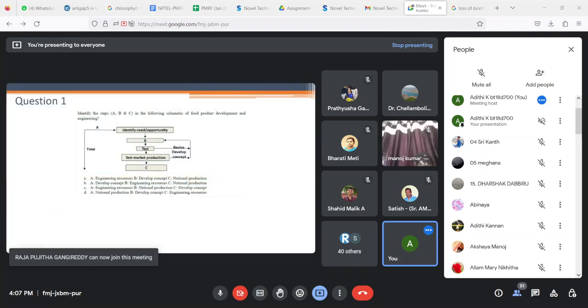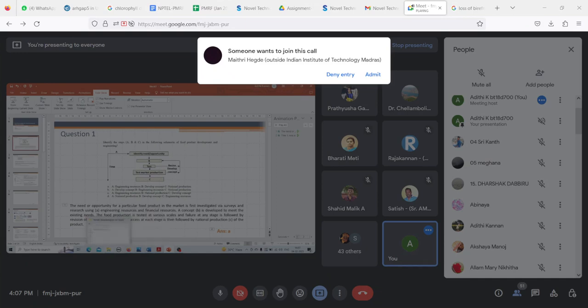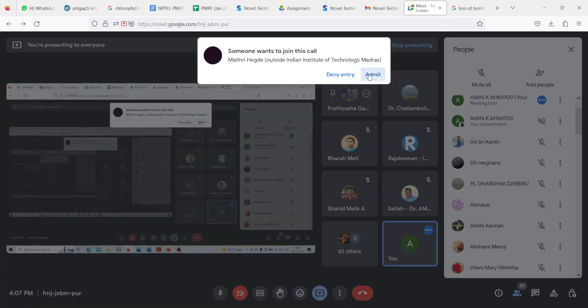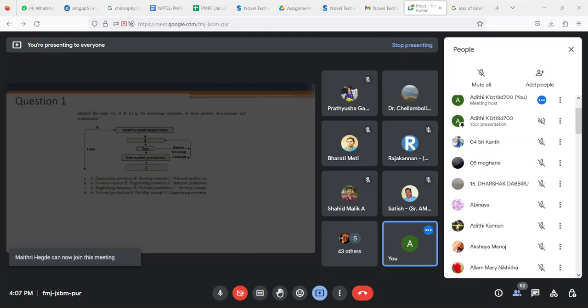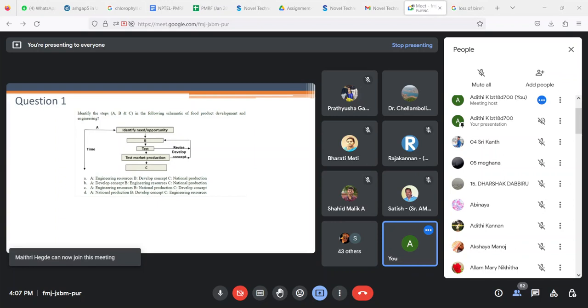So we'll move on to the first question. Identify the steps A, B and C in the following schematic of the food product development and engineering. If you know the answer, you can post it in the group chat, or you can unmute yourself and answer. Any idea as to what the answer could be? What is A, what is B and what is C in a food product development scheme?